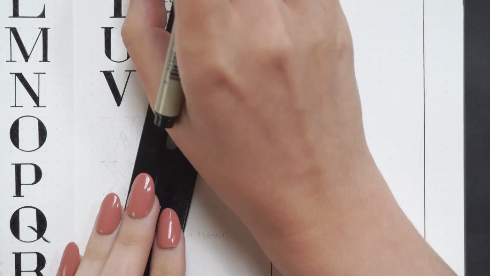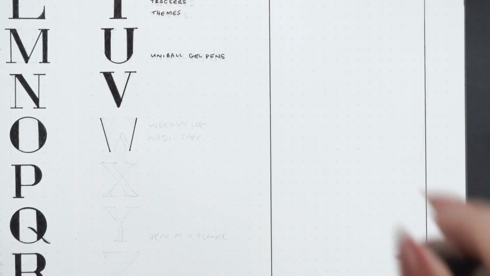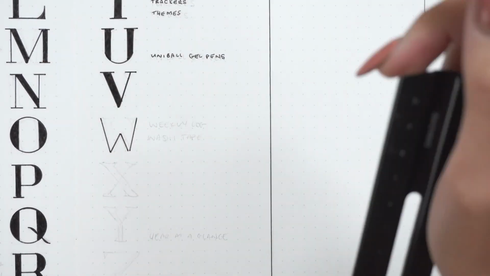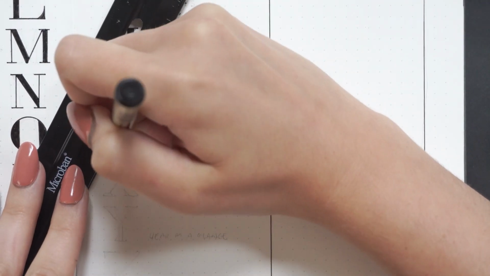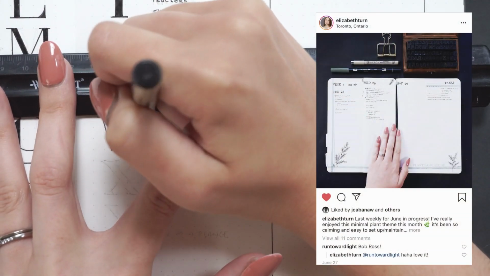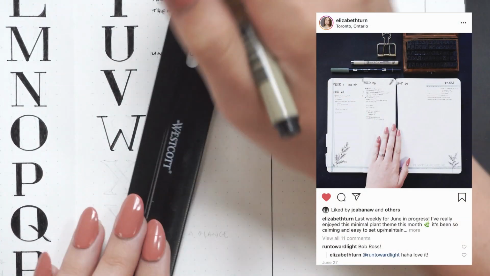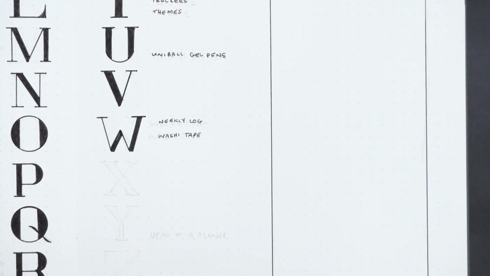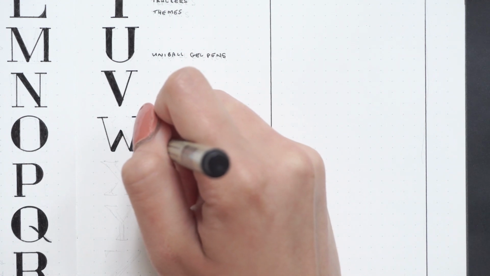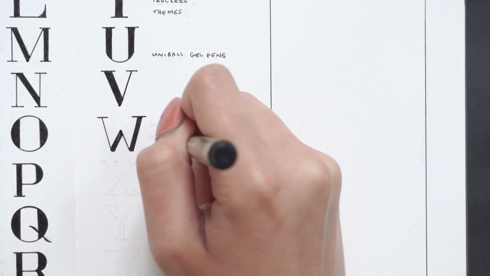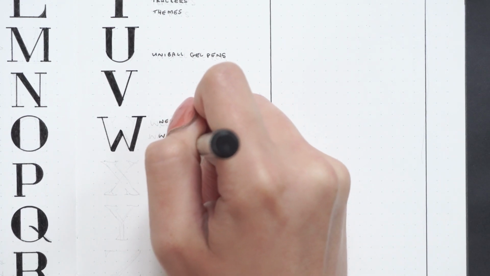For W, I have weekly log, washi tape, and waiting on. So a weekly log is a weekly spread of some type or another. As I've already said, my absolute favorite style of weekly log is the rolling weekly. Again, that video is linked so you can learn more about that specific setup. But again, how you use a weekly log is completely up to you. Some people like to use daily logs and some people like to use weekly logs. You generally don't have to use both.